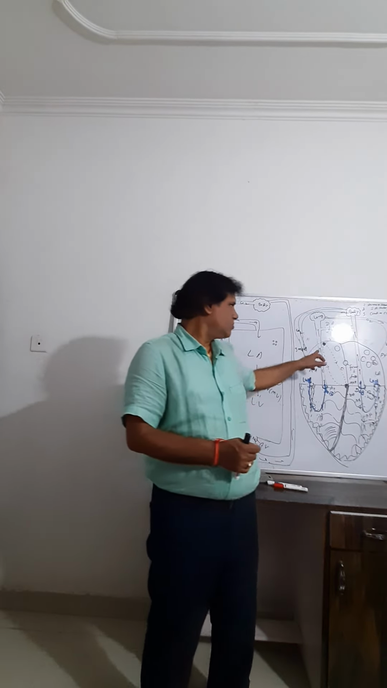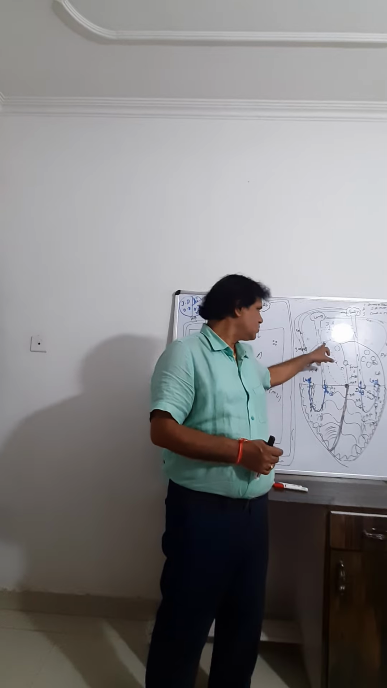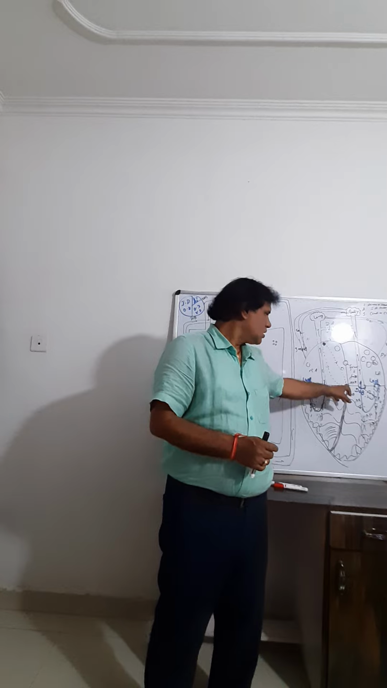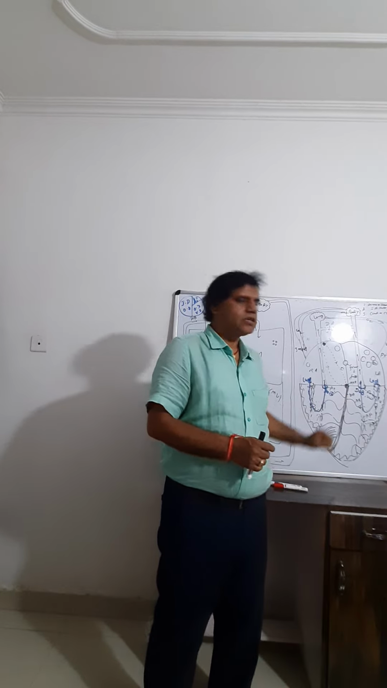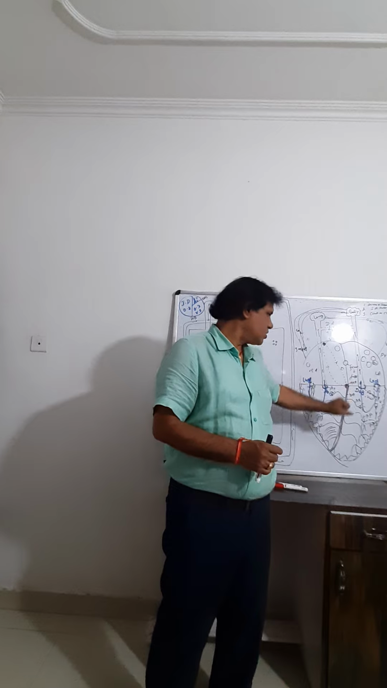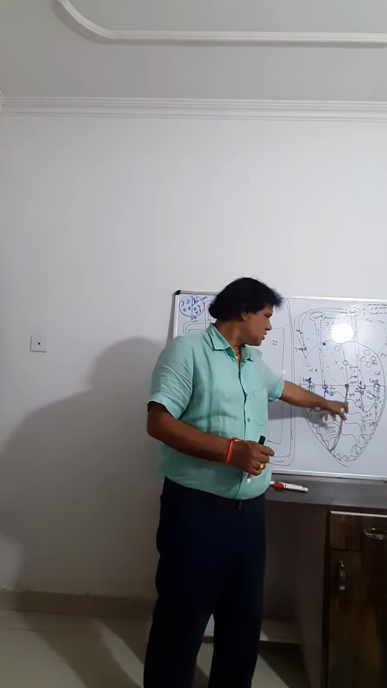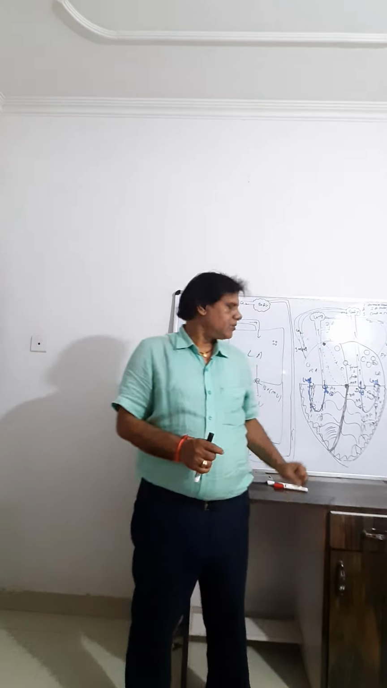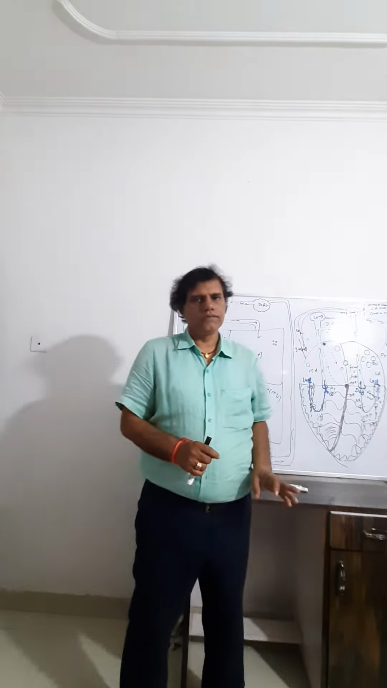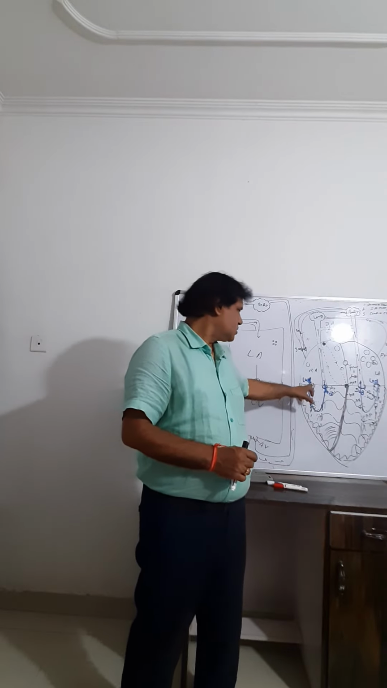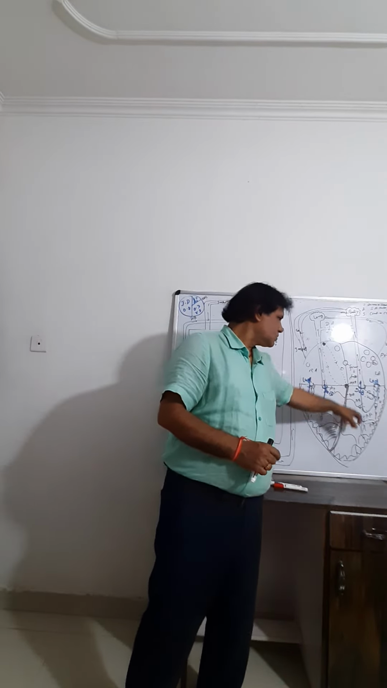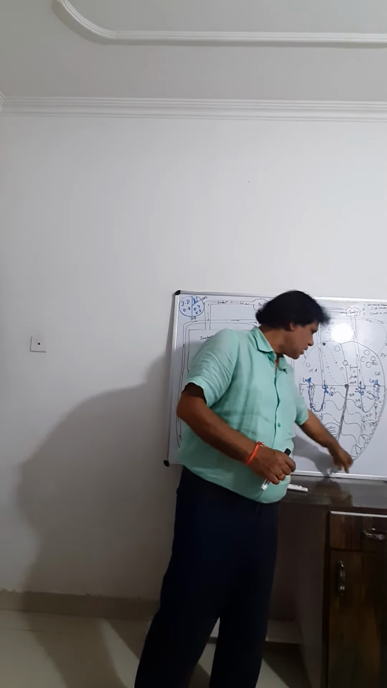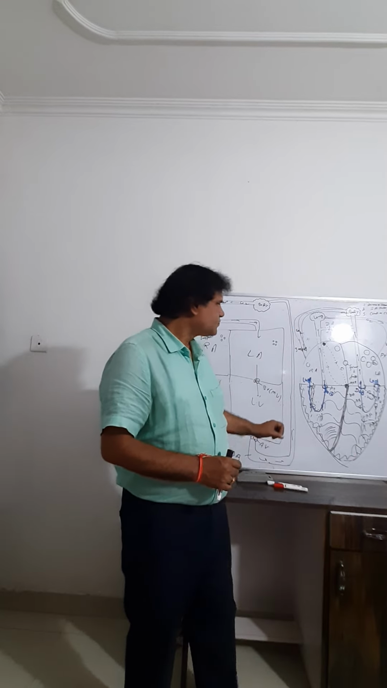The impulse is transmitted from the SA node to the AV node. The SA node is present at the right coronal wall of the atria, and the AV node is present at the left coronal wall of the atria near the atrioventricular septum. Then there is the bundle of His, and the bundle branches on the right side and left side, and the Purkinje fibers, which enter the ventricle to the papillary muscle. These are called chordae tendineae, responsible for opening and closing of the valves, and these are called columnae carneae.